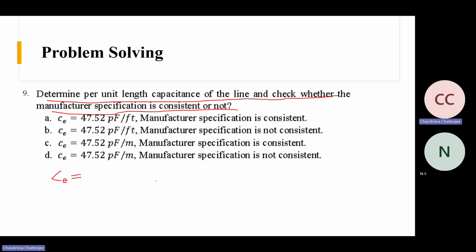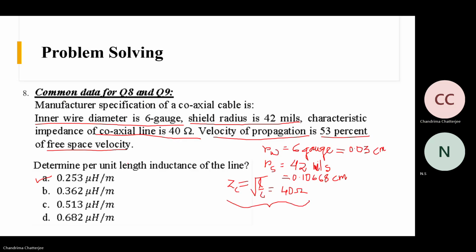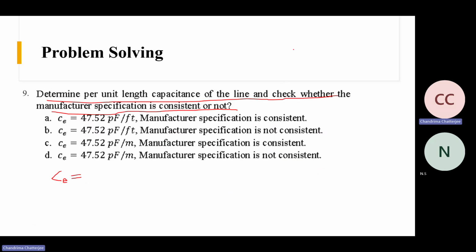Here, what you can do is, see here, they haven't explicitly said whether it is free space or some other medium, right? But they have given the velocity of propagation, and the velocity of propagation is not exactly equal to the speed of light, but it is lower than that. It is 53%. So obviously the medium is not free space, because for free space LE multiplied by CE is equal to 1 by c square, where c is the velocity of light, but here it is lower than c. The velocity of propagation is lower than c.